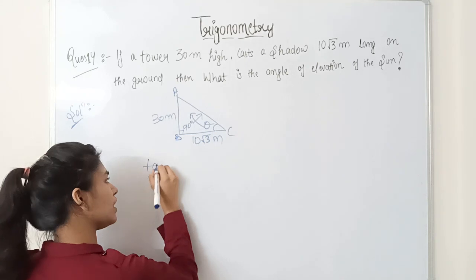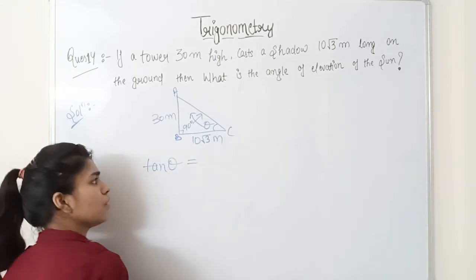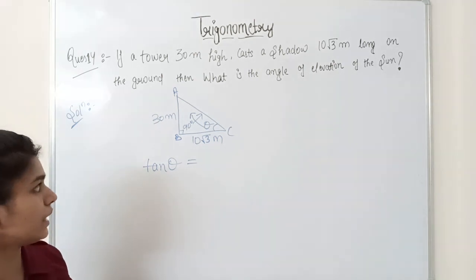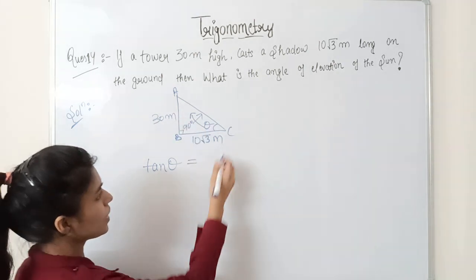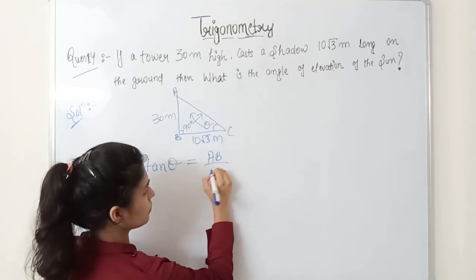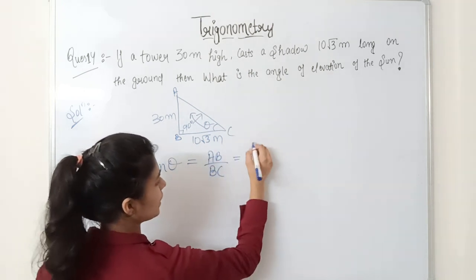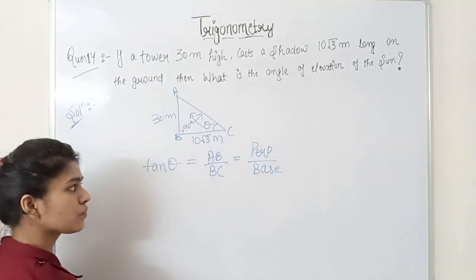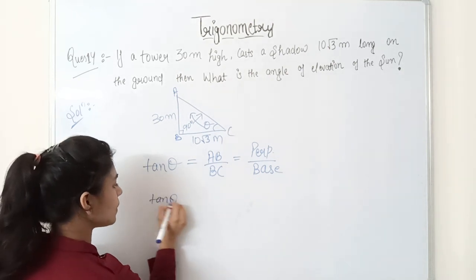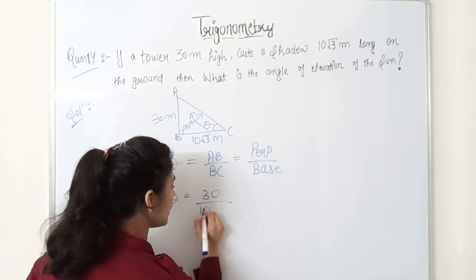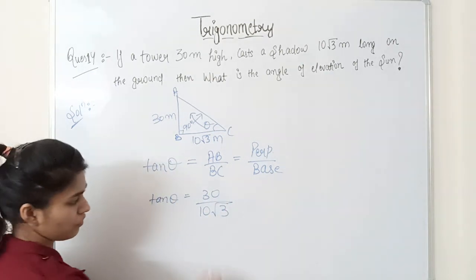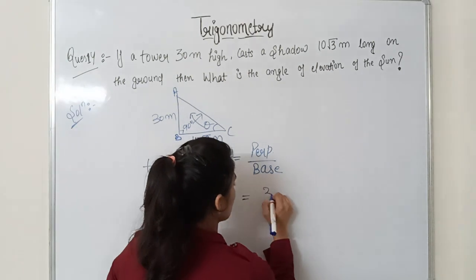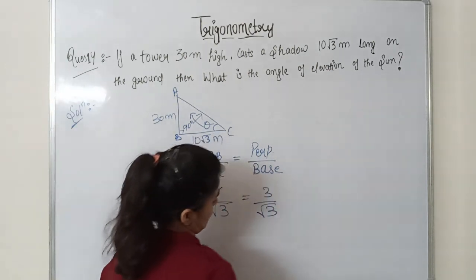How can we find out the value of theta? We know the formula of tan theta. What is the ratio of tan theta? The ratio is AB upon BC, also called perpendicular upon base. Both are given. So value of tan theta will be 30 upon 10 root 3. We will cancel out 0 and 0, is equals to 3 upon root 3.